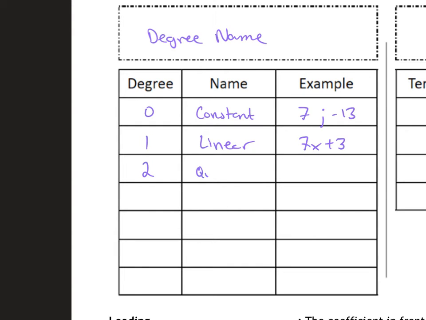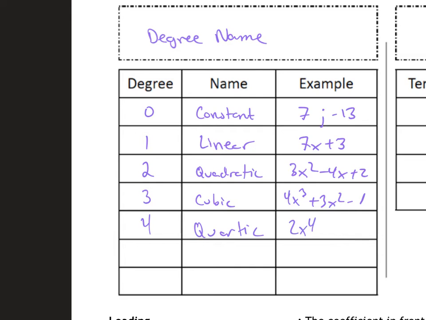Degree 2 is a quadratic. So 3x squared minus 4x plus 2. Degree 3 is a cubic. So 4x cubed plus 3x squared minus 1. It doesn't have to have everything, it's just the largest one. 4 is a quartic. So 2x to the fourth minus 3x.